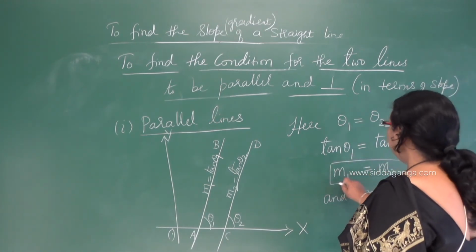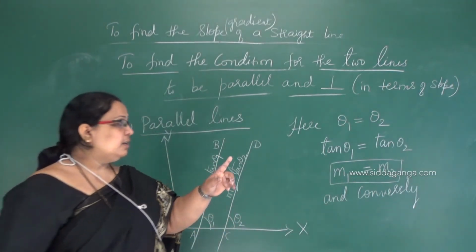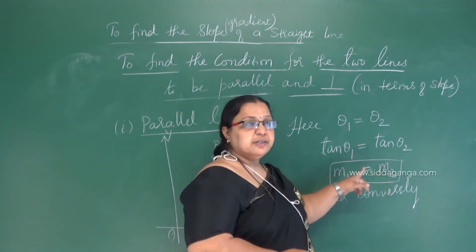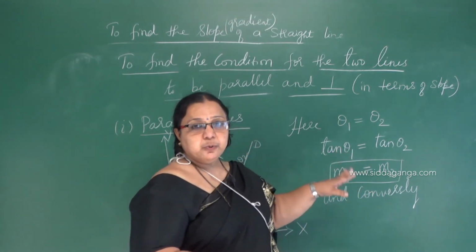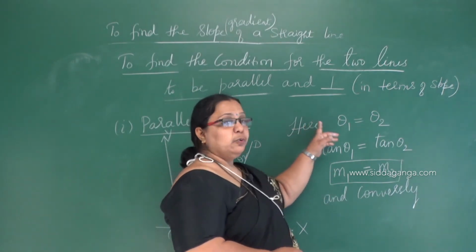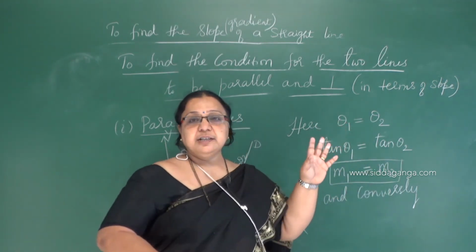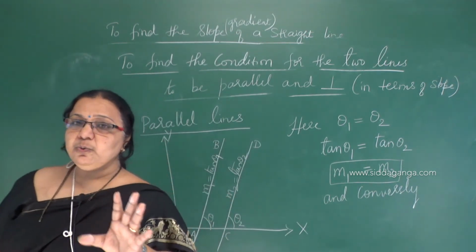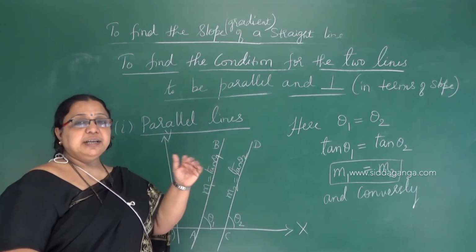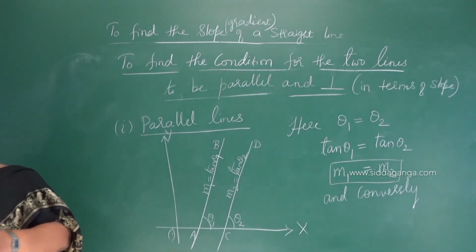So when the two lines are parallel, their slopes are equal. If the slopes of the two lines are the same, then the lines are parallel. Conversely, if the two lines are parallel, then their slopes are equal. That is the condition for the two lines to be parallel to each other with respect to slope. In terms of slope, we write that condition.